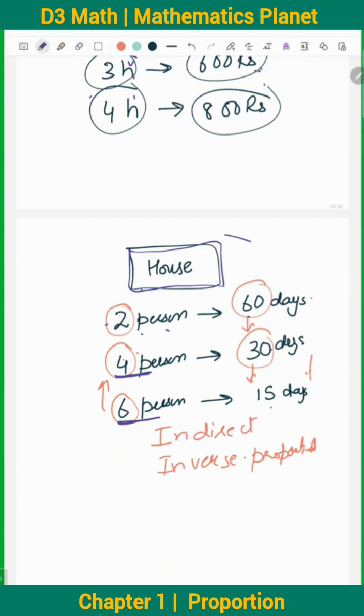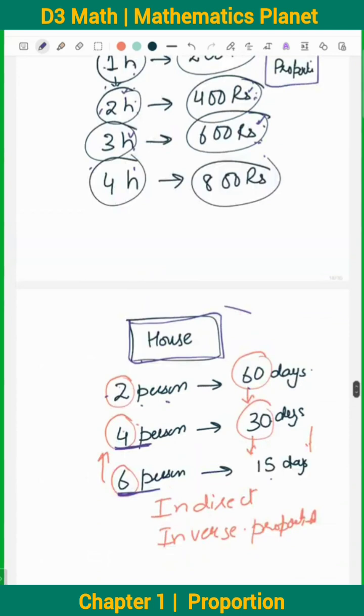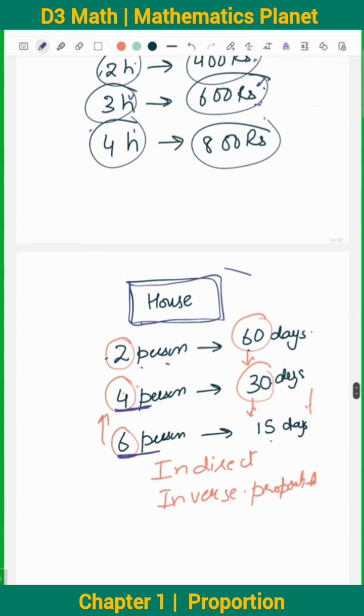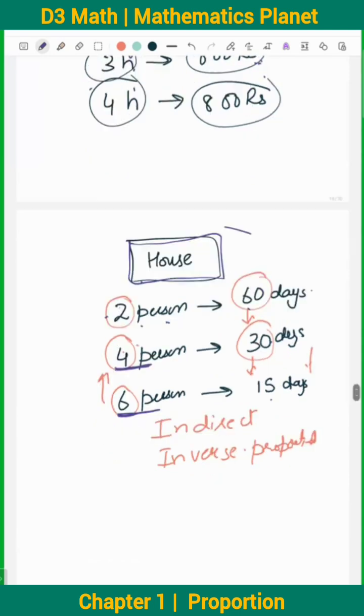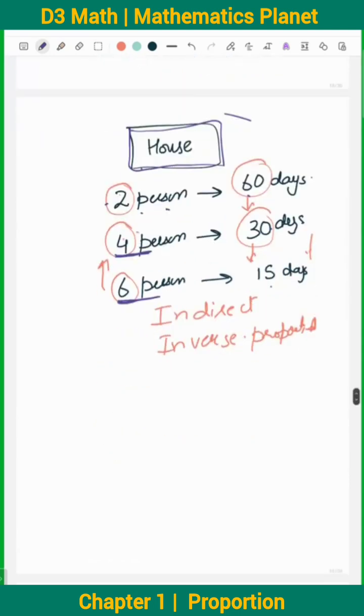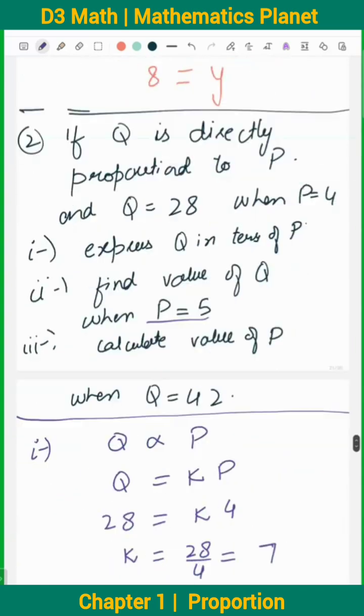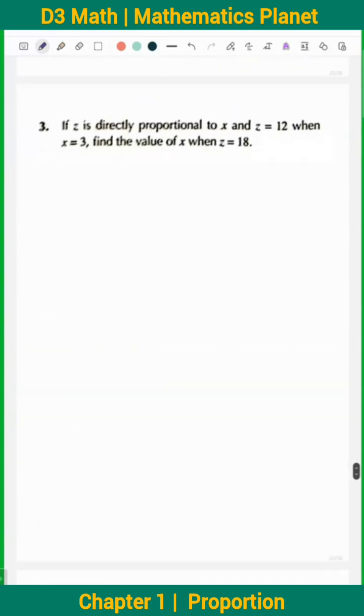Okay, so we have two kinds of proportion. One is called direct proportion, and one is called inverse proportion. In direct proportion, if one quantity increases, the other also increases; if one quantity decreases, the other also decreases. And in inverse proportion, one quantity increases but the other decreases; one decreases but the other increases. We have already done the basic level of this exercise in our last lesson. Today we are going to start from question number 3.